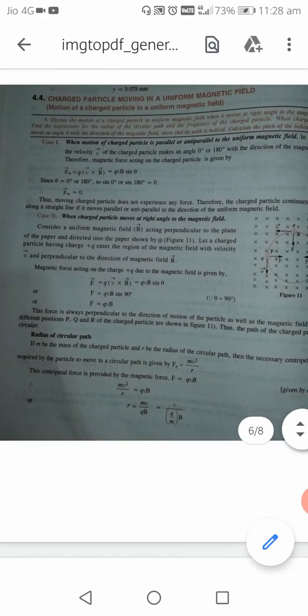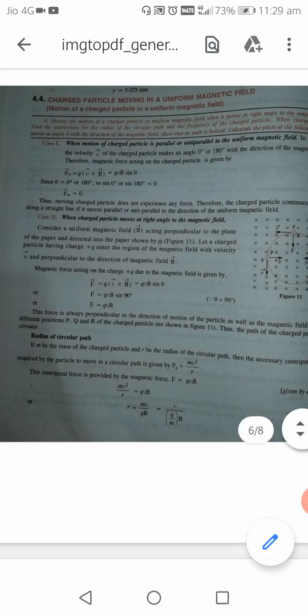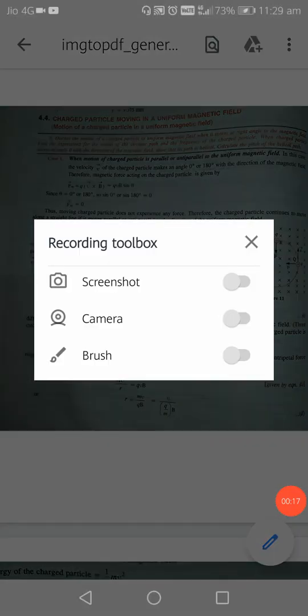So today in this video we will discuss the charged particles which are moving in a uniform magnetic field, and what will be the shape of the path of those charged particles. Okay. So first of all, case number 1.